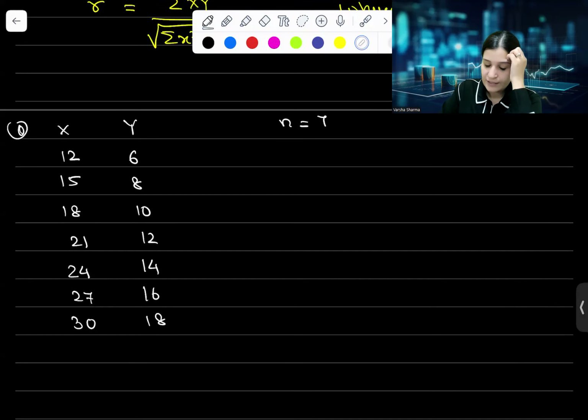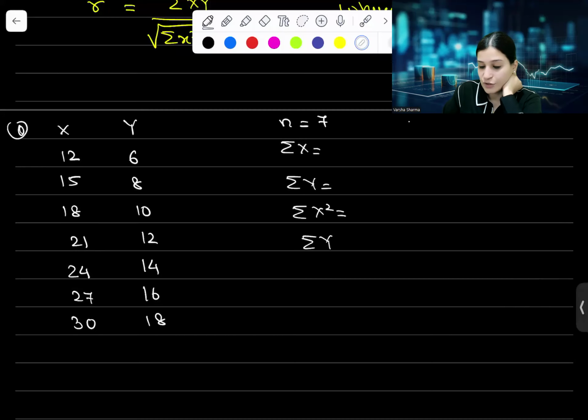Now calculate directly in the calculator. You calculate these values: summation x, summation y, x square total, y square total, x into y total. Calculate all of these directly in the calculator, no need for pen.